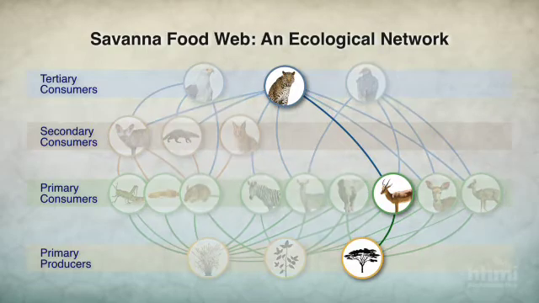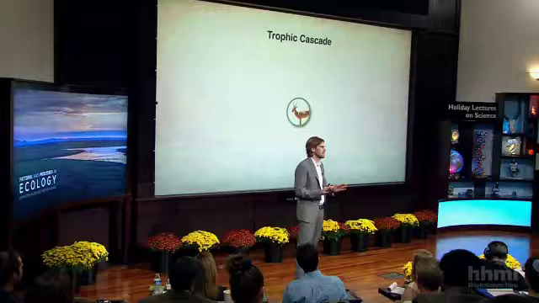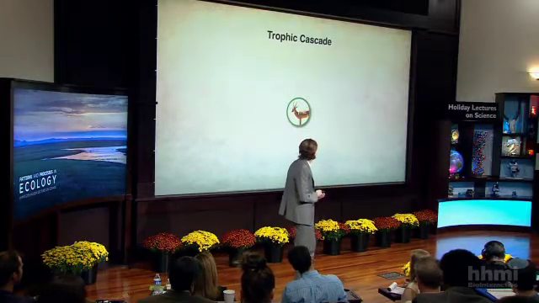So if I were to highlight this particular chain within the interaction, we see that there's a direct effect of the leopard on the impala and a direct effect of the impala on the tree or whatever plant species it happens to be eating. Now, I want to introduce to you guys the concept of a trophic cascade.